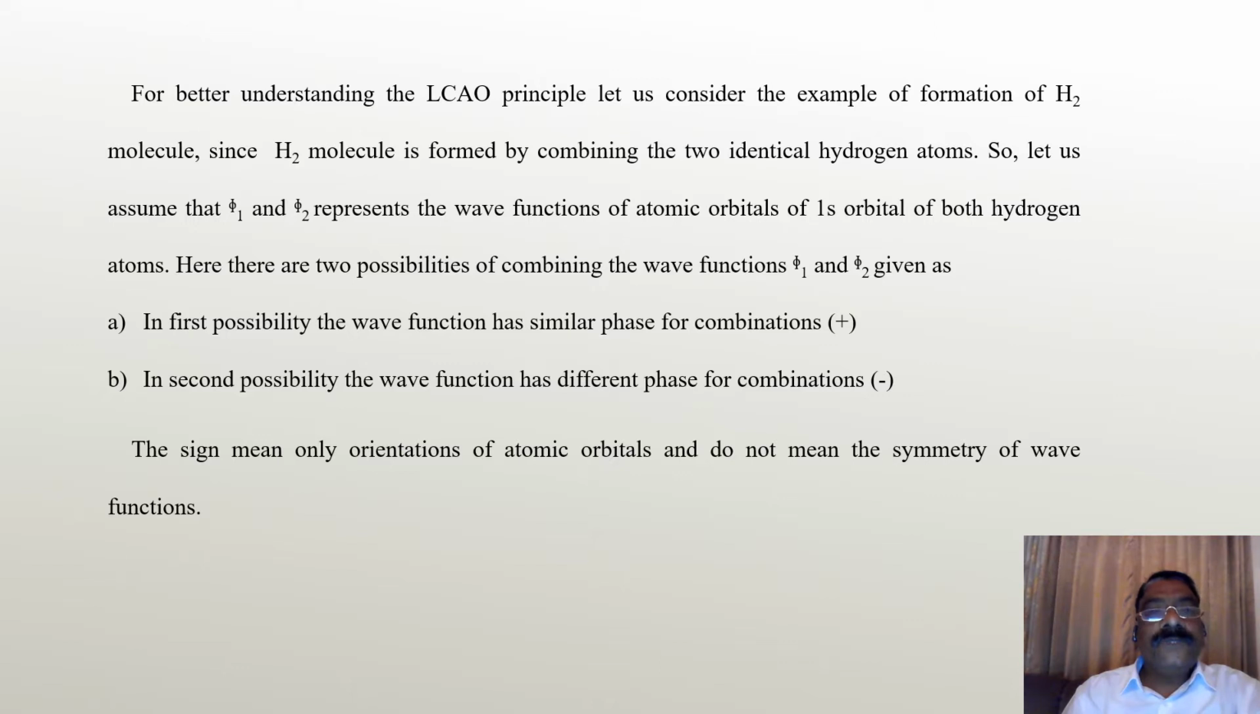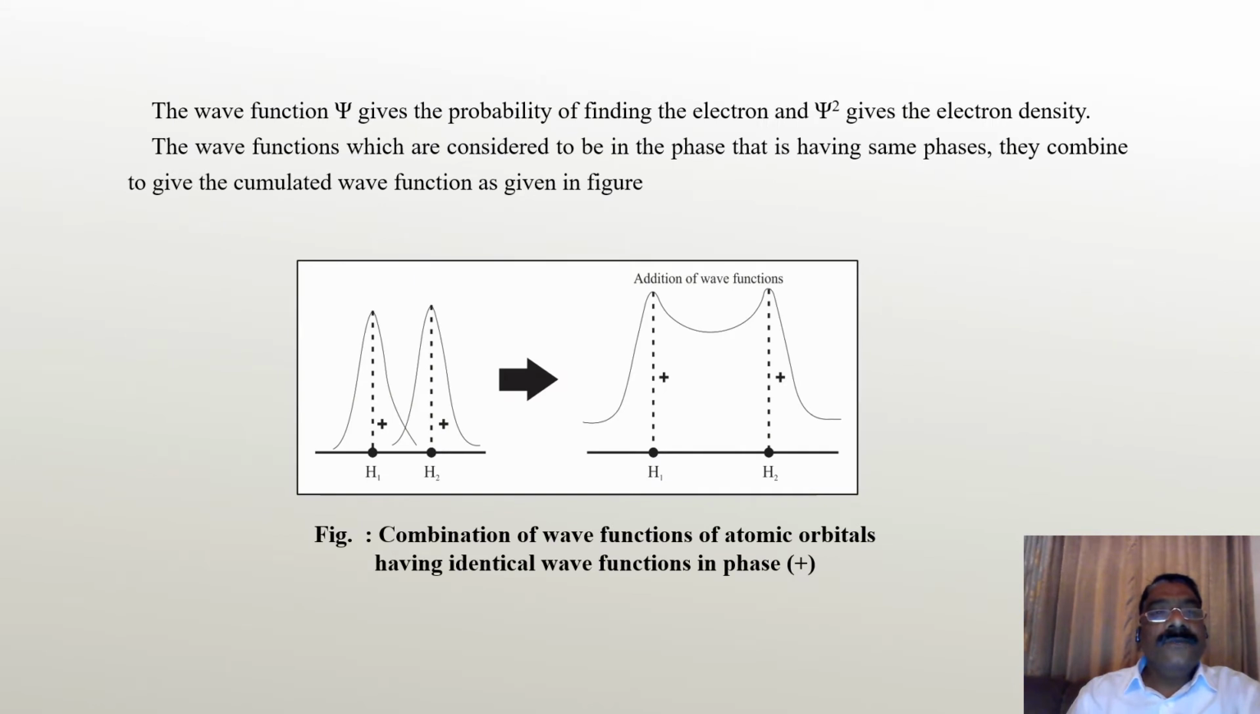Here, two possibilities of combining the wave functions phi1 and phi2 are given. In the first possibility, the wave functions have the same phase for combination, that is the plus sign, and in the second possibility, the wave functions have different phase of combination, that is the minus sign. The sign means only the orientation of the atomic orbitals and does not mean the symmetry of the wave function. The wave function psi gives the probability of finding the electron, and psi square gives the electron density.